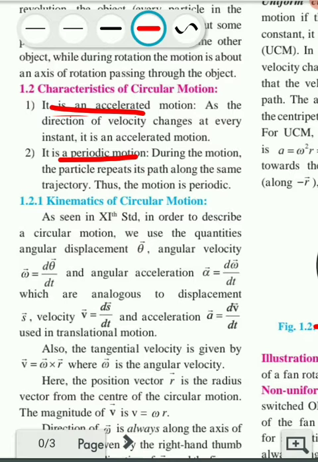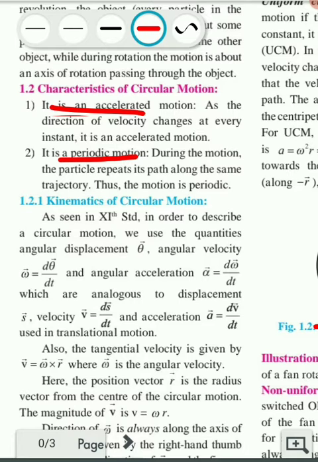Another example is the motion of the earth around its own axis. Every time the earth revolves around its own axis in the same particular time, 24 hours, so its motion is periodic motion. Another example is the second hand, minute hand, and hour hand of a clock. All these motions we consider periodic because all three cover equal distances in equal intervals of time. So its motion is periodic motion.